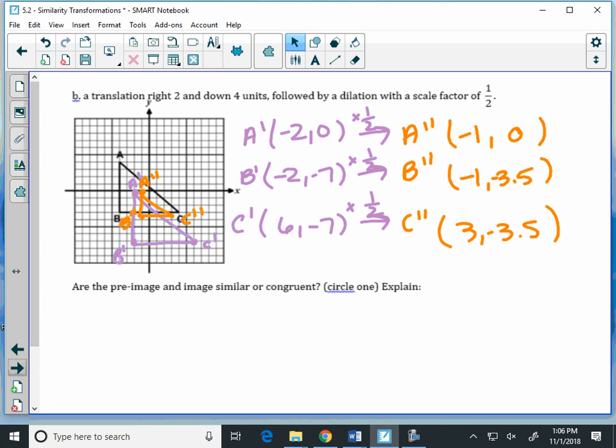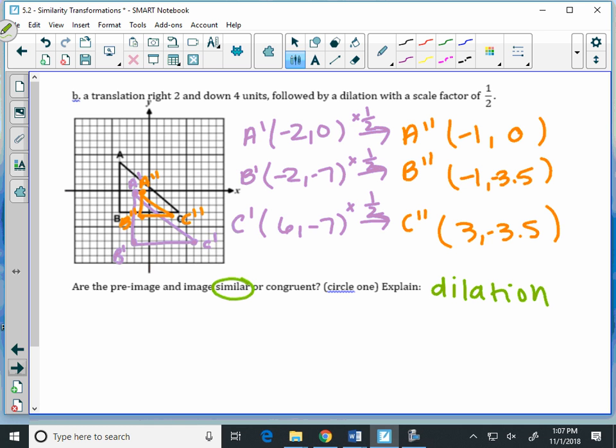Lewis, was the pre-image and image similar or congruent? Good. Similar. Why was it similar? Good. It became smaller. What made it become smaller? What transformation? Good. We did a dilation. We did a dilation. And they always create similar figures.